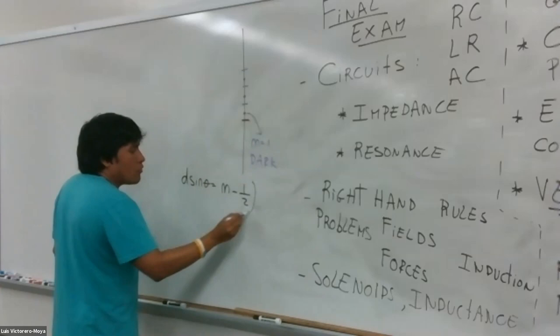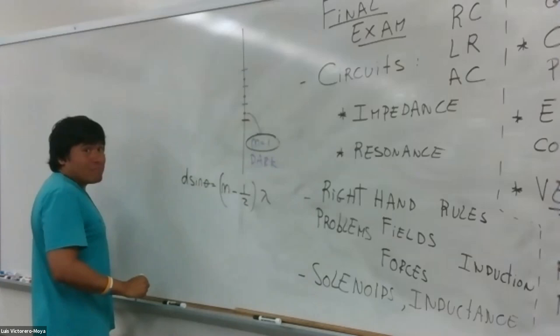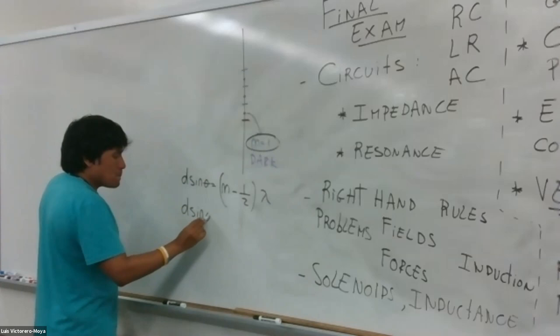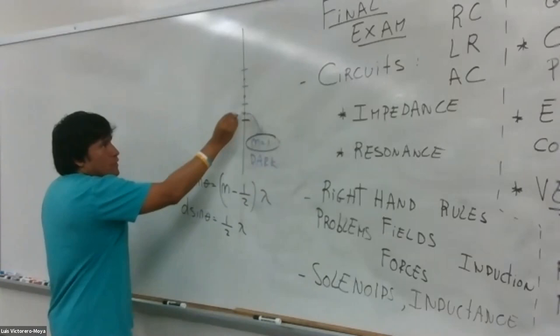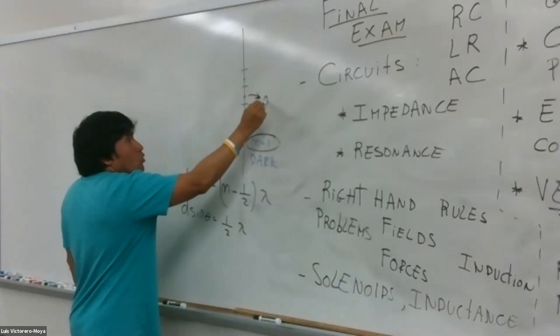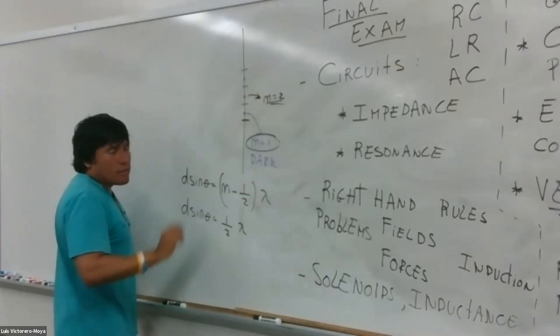But since M is equal to 1, 1 minus 1/2 is 1/2. So that's for the first dark fringe. This one will be M equals 2. 2 minus 1/2, 3/2. That's it. Make sense? Yeah, that makes sense.